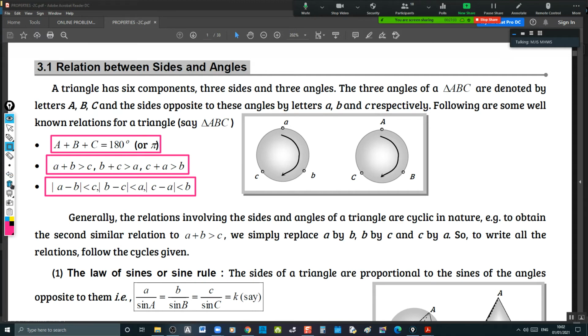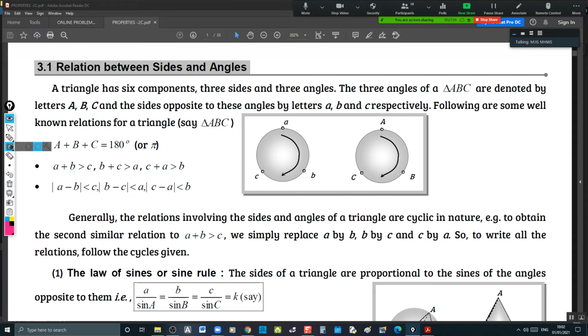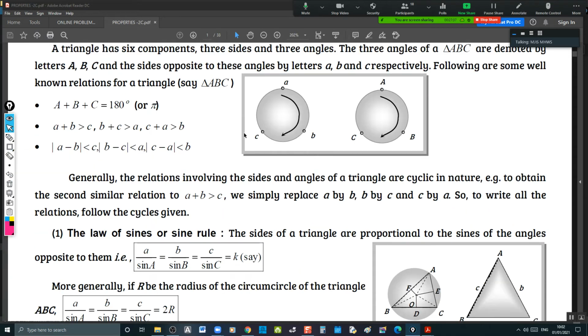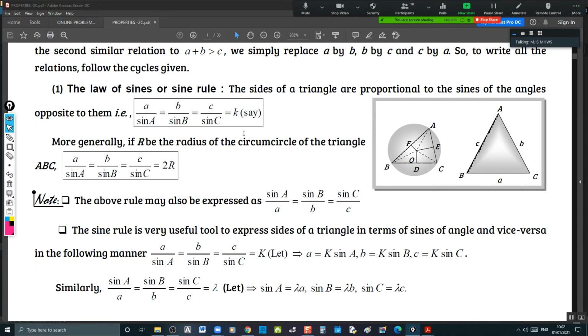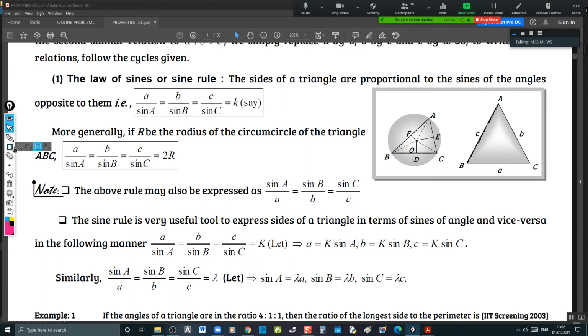is the sine rule. Sine rule, please. Sine rule: a by sin A is equal to b by sin B is equal to c by sin C. That means the sides and sines of their angles are always proportional. The sides of a triangle and the sines of their angles are always proportional. So this constant K is nothing but 2R. 2R is nothing but the circumdiameter. What is a circumdiameter?